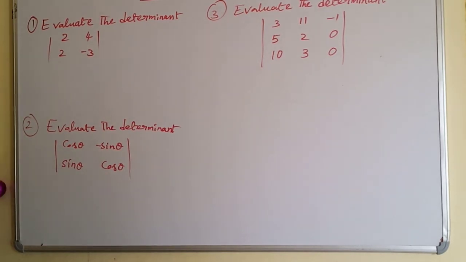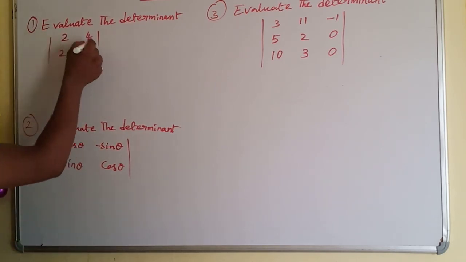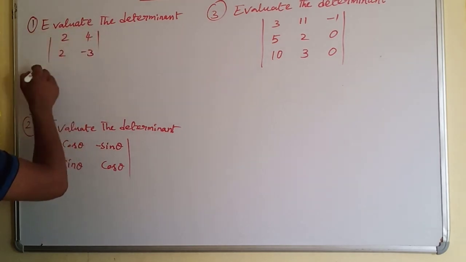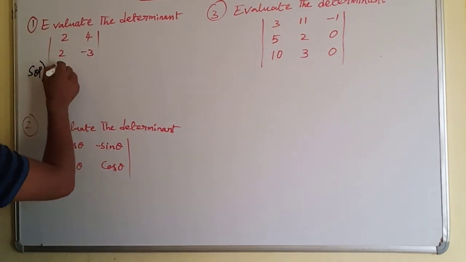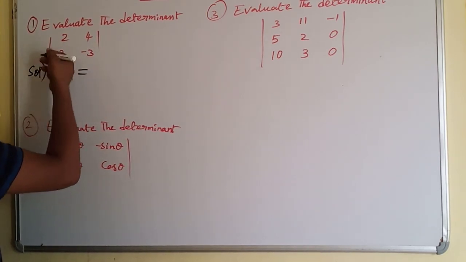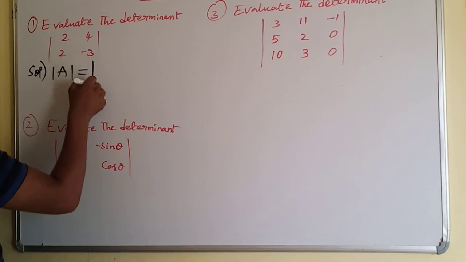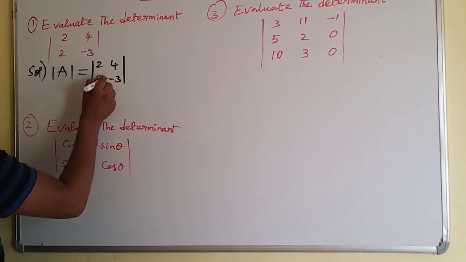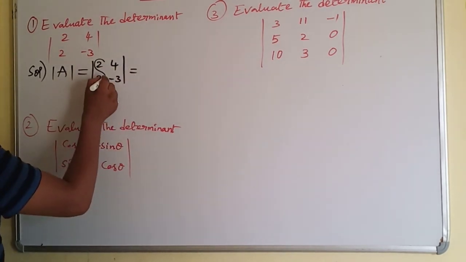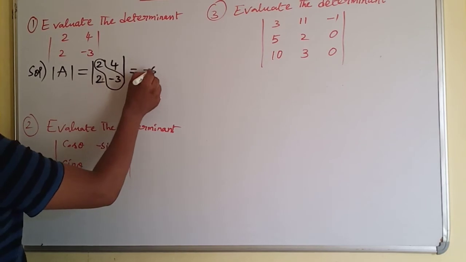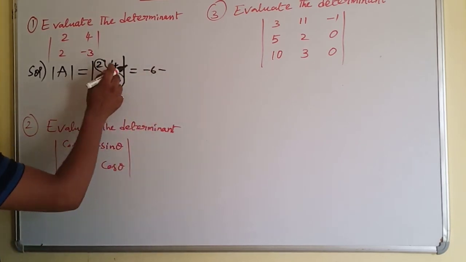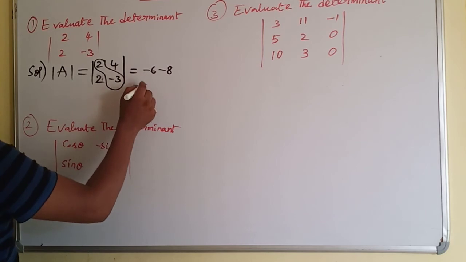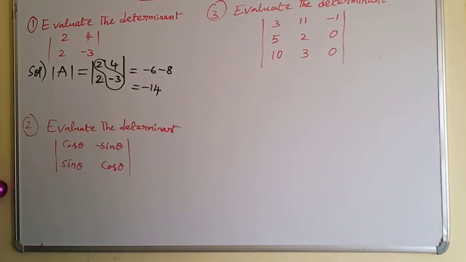Alright, first these three problems we are going to discuss. First one, evaluate the determinant 2, 4, 2, minus 3. It is very simple, you already know that. You just multiply. So directly I am writing the solution here. Let this be A. Then 2, 4, 2, minus 3. Then multiply: 2 into minus 3 is minus 6, minus 2 fours are 8. So minus 8 minus 6 is nothing but minus 14. That is your first answer.